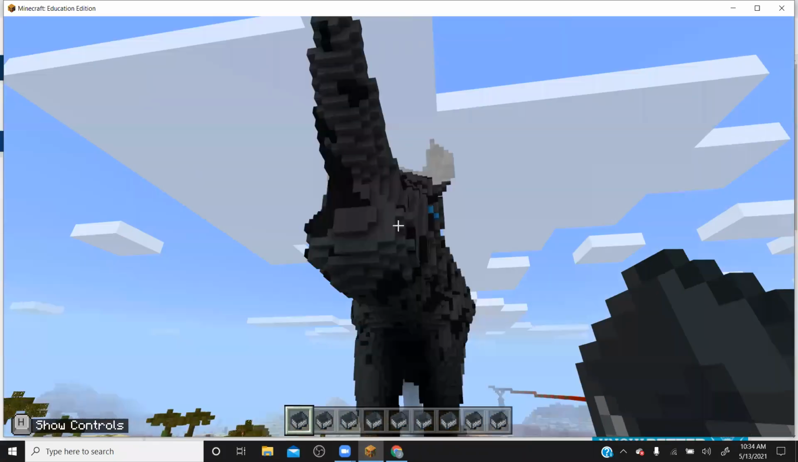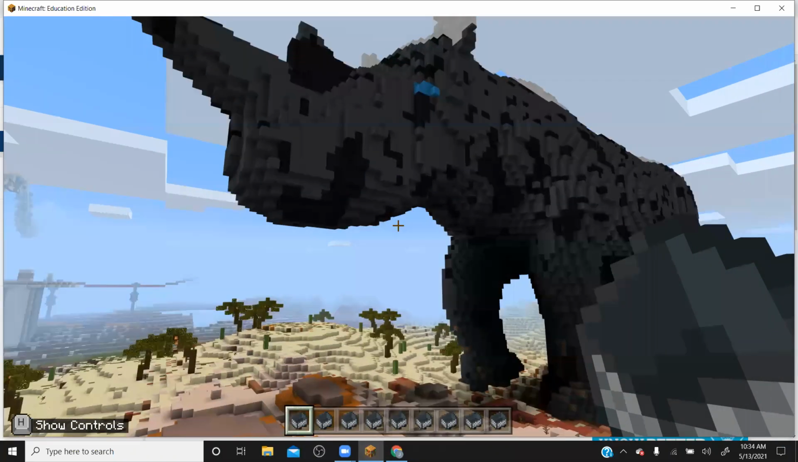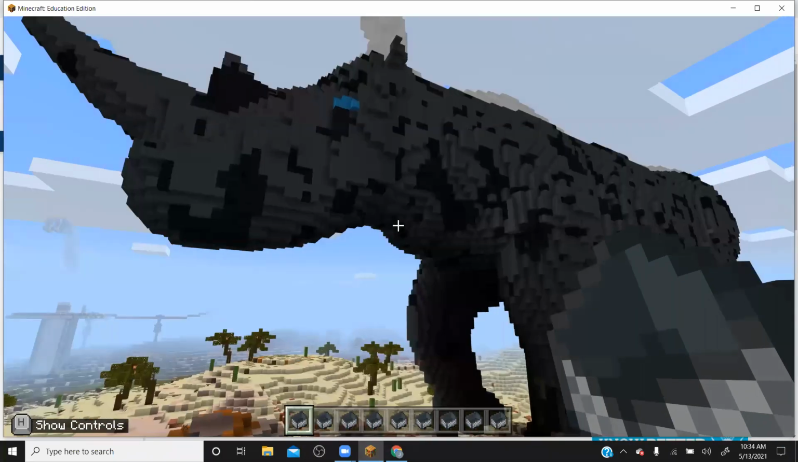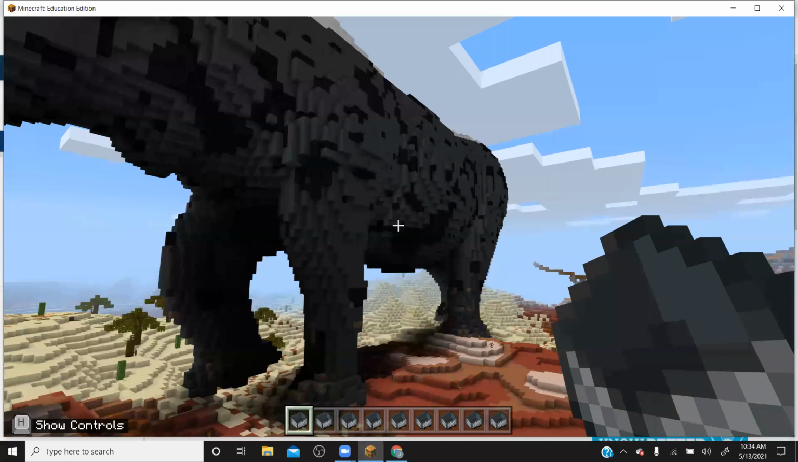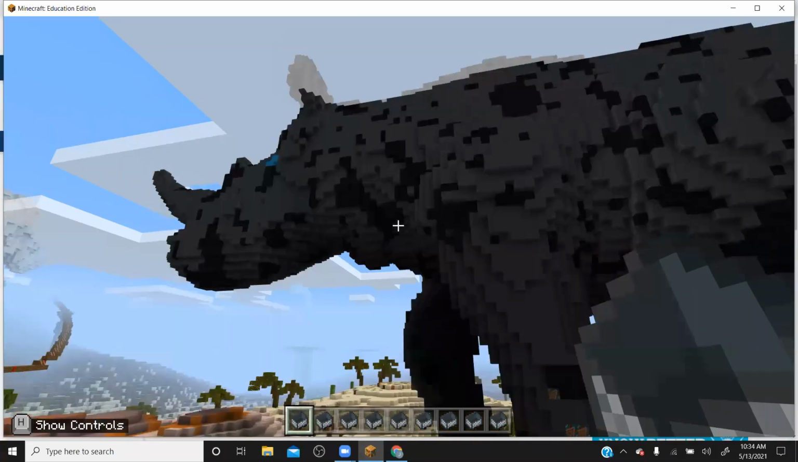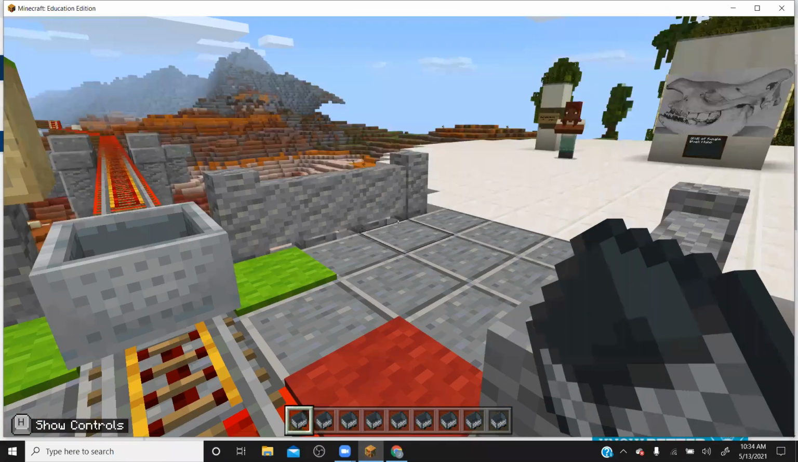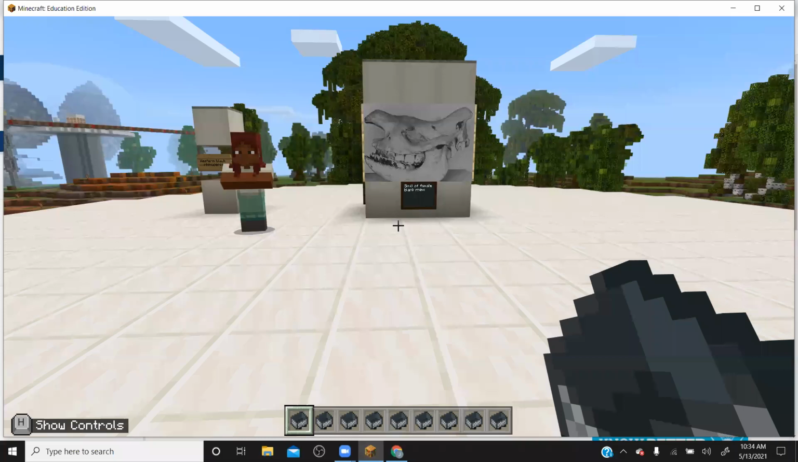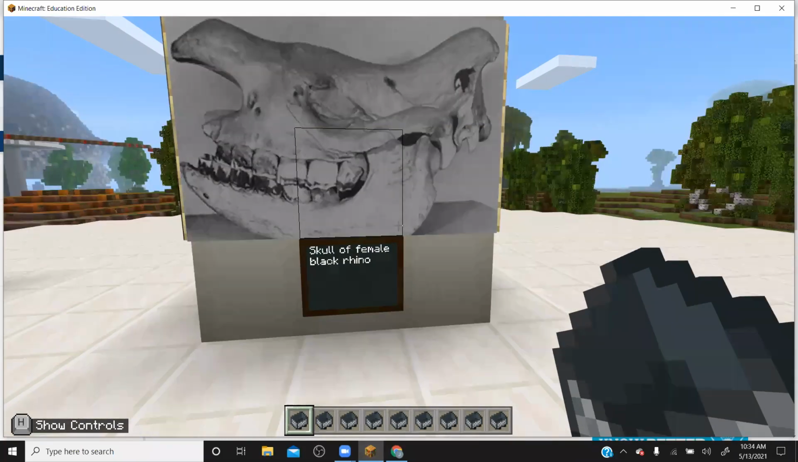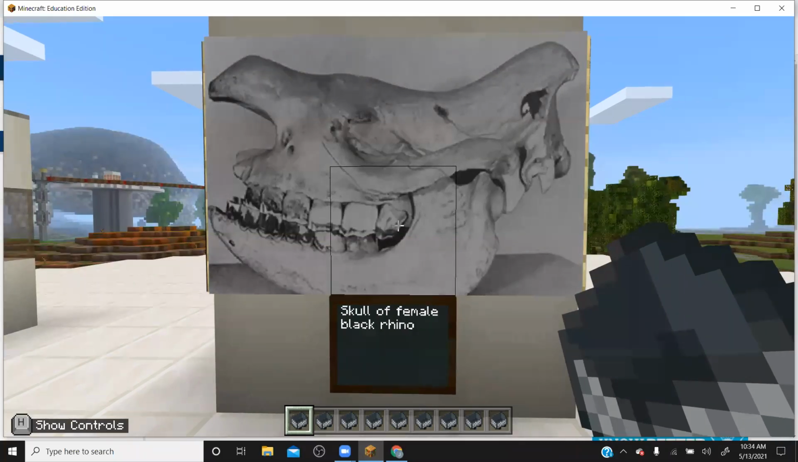Look at the size of that. Absolutely beautiful. I like they gave him a big smile. He's a happy one, a happy rhino. And again, this is probably as close to a rhinoceros as I will ever get. That's one of the reasons I like these Minecraft lessons, is they really allow us to experience something we might not otherwise get to experience.